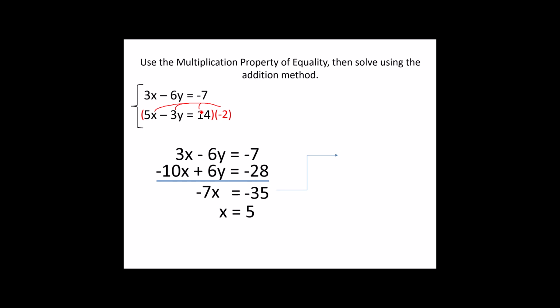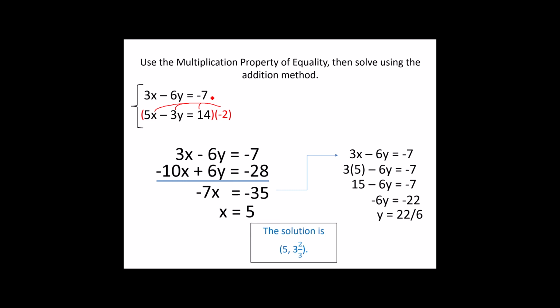As always, I can take this and substitute that x back into either equation. In this case, I chose the first one. I plug a 5 in for x. 3 times 5 is 15. I'm going to subtract 15 from both sides and get negative 22. Divide both sides by negative 6, and I get 22/6, which is 3 2/3.